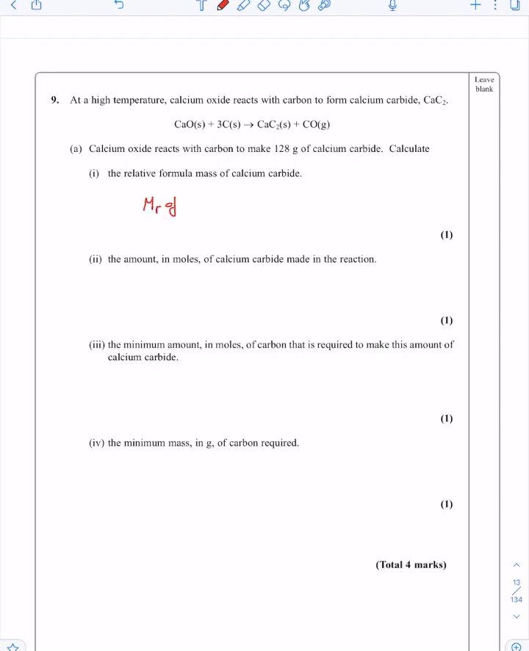طيب عاوزين نحسب ال MR of CaC2. الكالسيوم 40 والكربون ب 12 هنعمله multiplying by 2 كله على بعضه يدي 64. طبعا عايزين نجيب ال amount in moles of calcium carbide made. القانون بيقول ان المولز is equal to mass over MR. يبقى هنا المولز is equal to mass 128 gram over MR 64 يبقى ده يديني 2 moles.